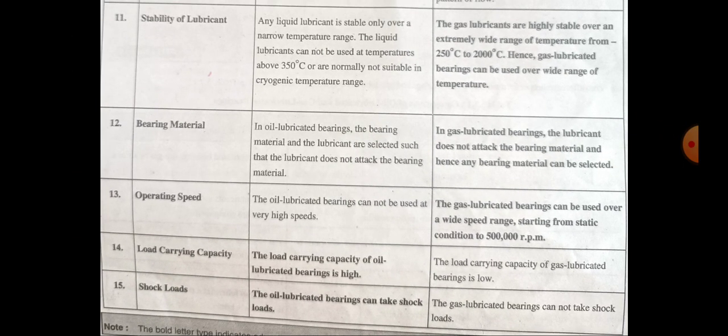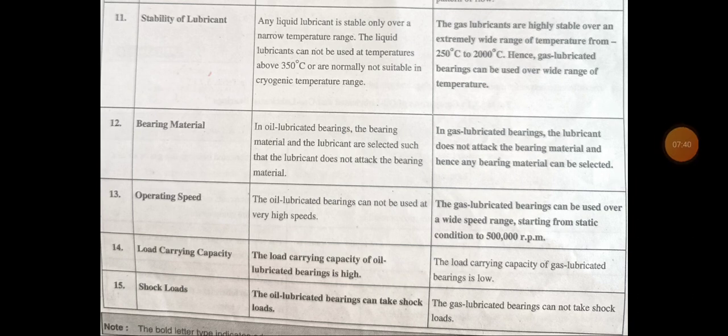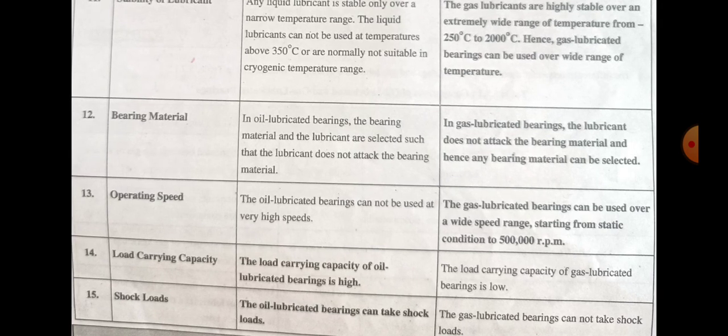Now bearing material. In the oil lubricated bearing, the bearing material and the lubricant must be selected such that the lubricant does not attack the bearing material. In a gas lubricated bearing, the lubricant does not attack the bearing material, and hence any bearing material can be selected. So this is a comparative point. Again, there is operating speed. The oil lubricated bearing cannot be used at very high speed, but the gas lubricated bearing has a wide range of speed, starting from the static condition up to 5 lakh RPM.